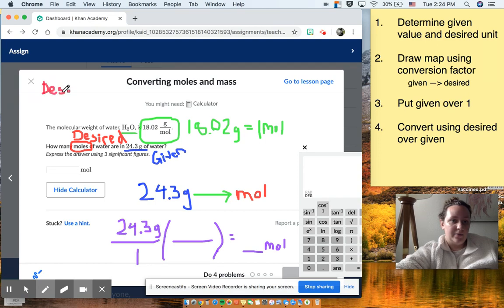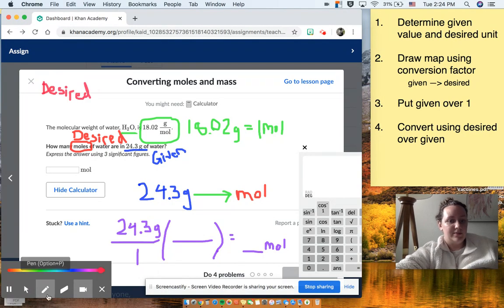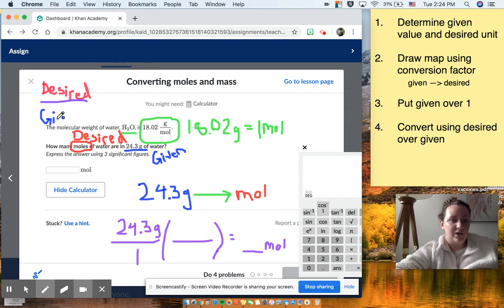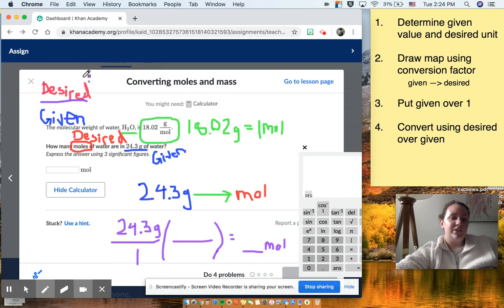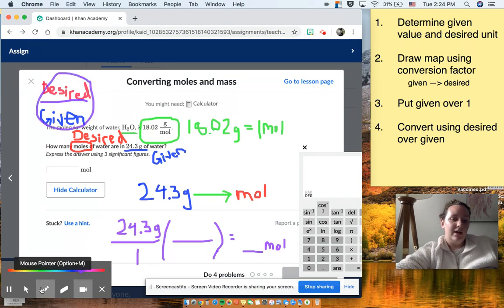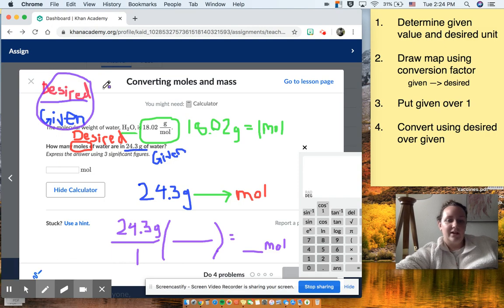Desired. You guys know that my handwriting is better than this, but I'm working with what I've got. Desired over given. That's how we always are going to use our conversion factors. Actually, I think this right here is the thing I said you guys should get tattooed on yourselves. If any of you actually came back to school in a couple weeks with a tattoo of desired over given on you, I would disown you. But we're going to use desired over given as our conversion factor. Sorry, I kind of drew on there.